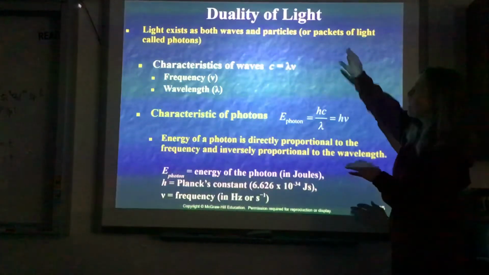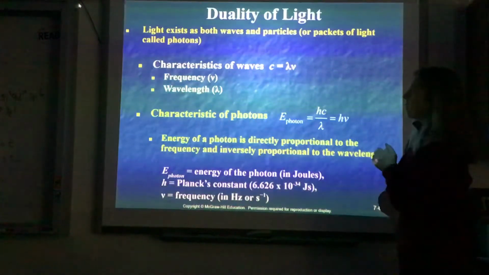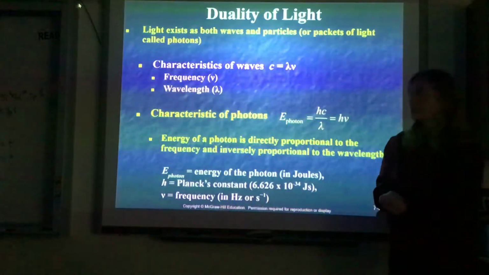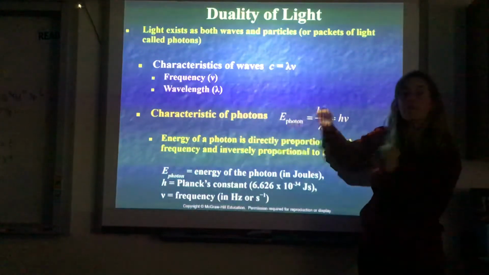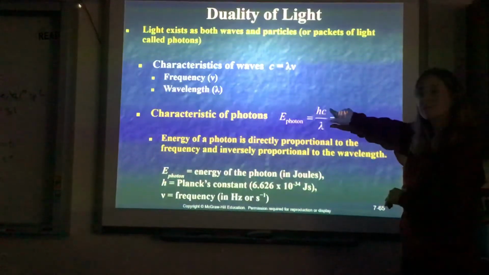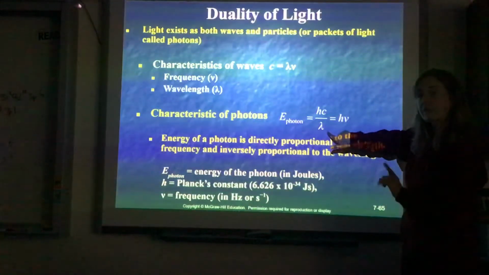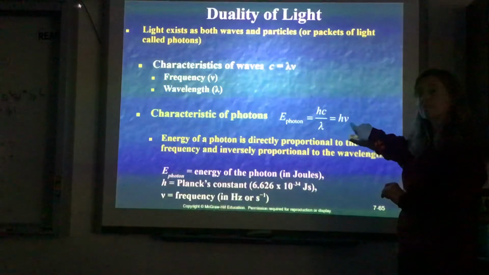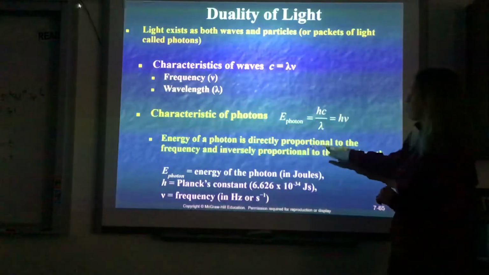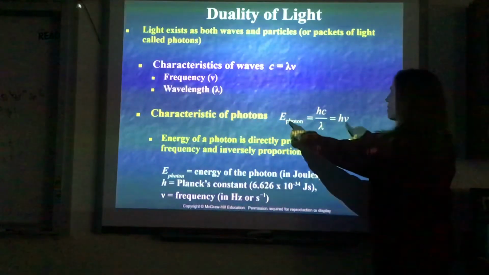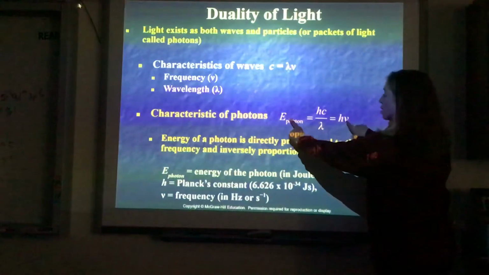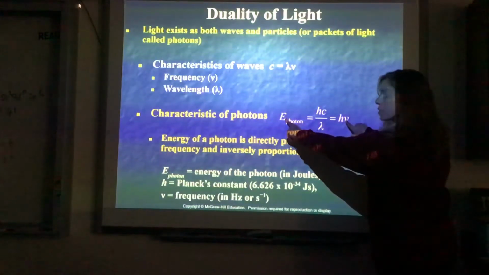So because of that, we call them photons. Now, characteristics of waves: the speed of light equals wavelength times frequency, okay? The characteristic of photons: the energy of a photon is equal to Planck's constant times the speed of light over wavelength, or Planck's constant times the frequency, okay? So the energy of a photon is directly proportional to the frequency. That means that they're both at the numerator, okay? If they're directly related, they're going to be both at the numerator position.